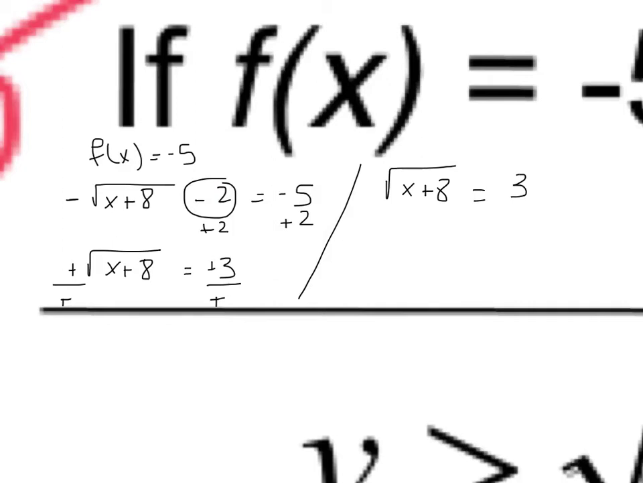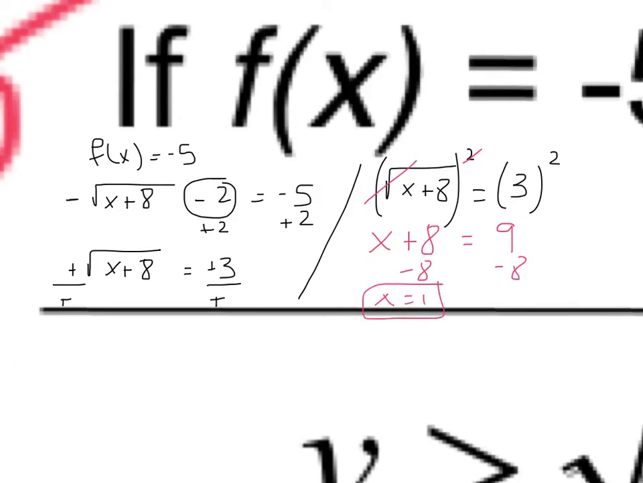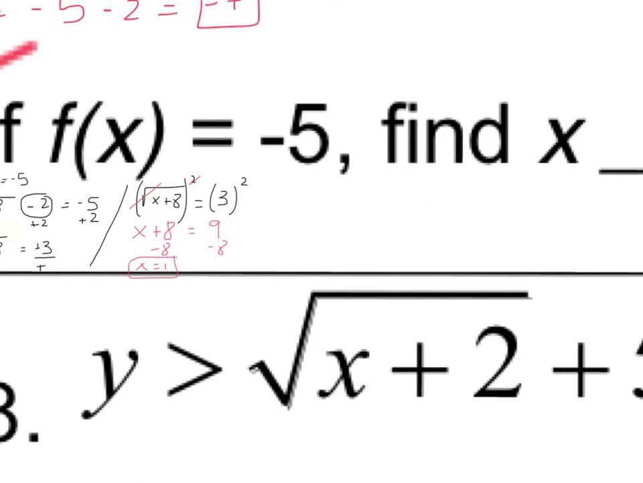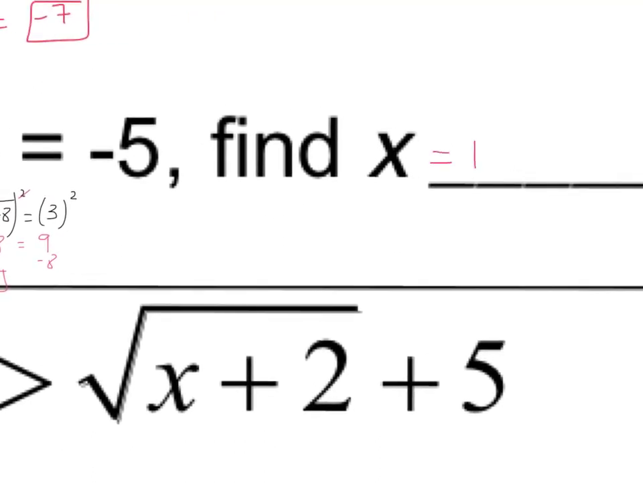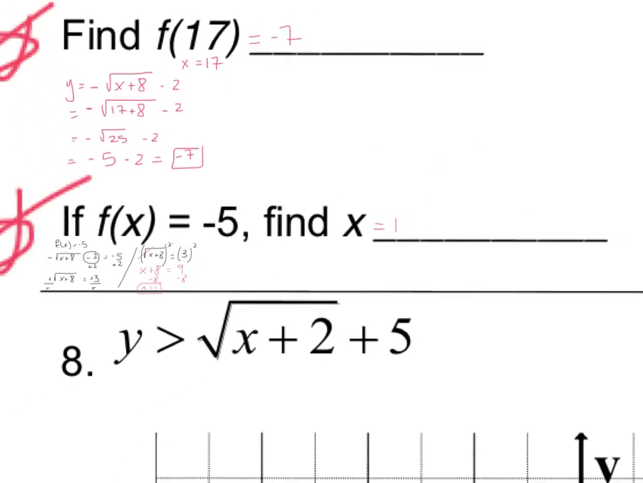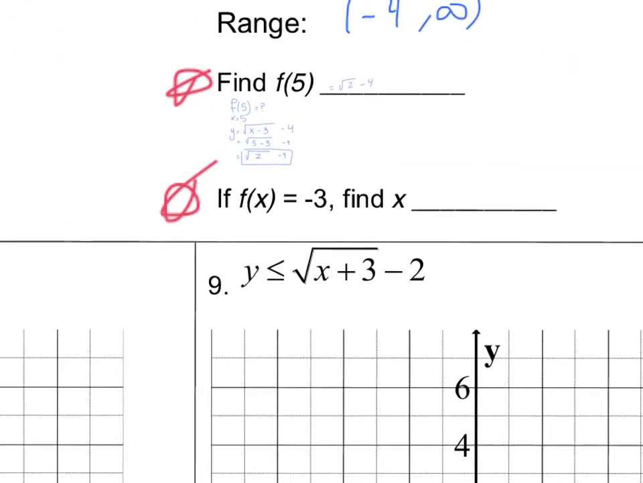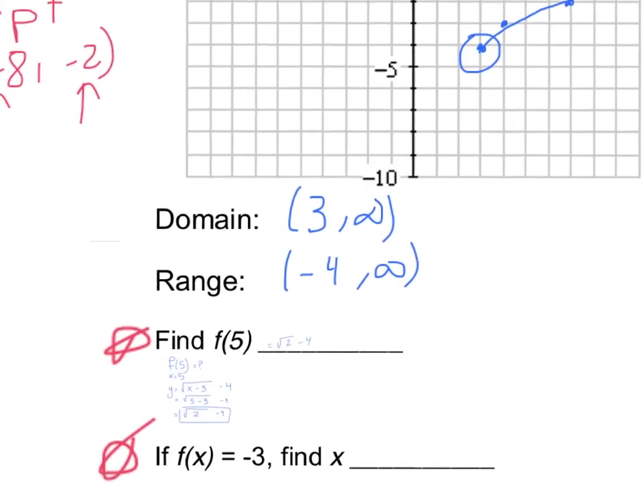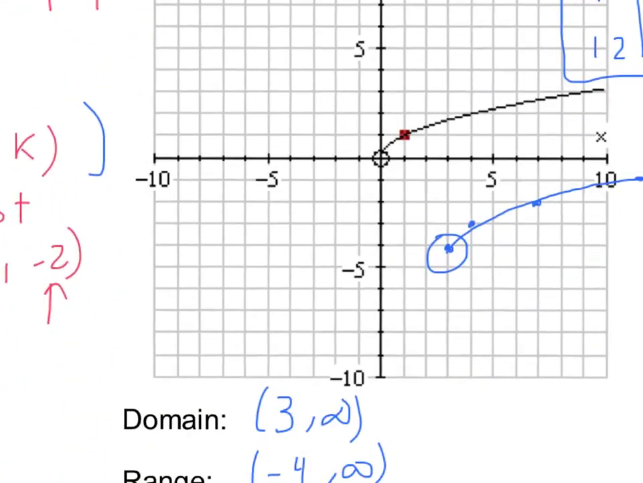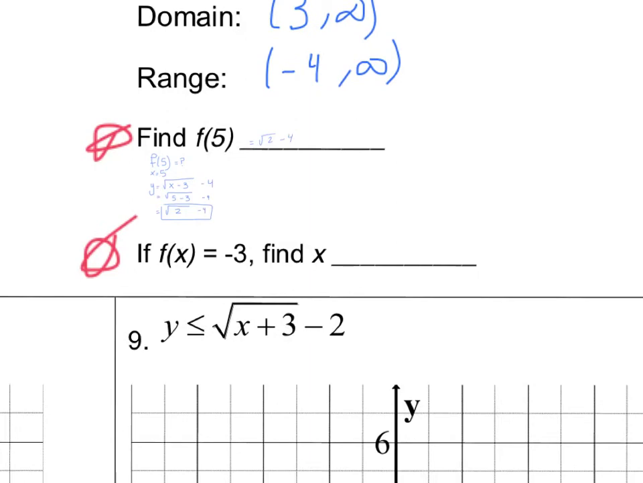Now what you need to do is square both parts of the equation to get rid of the radicals. So by squaring a square root, the square root is gone. So you are left with x plus 8, and 3 squared is a 9. Subtract 8, so x is equal to 1. So if f of x equals negative 5, x is equal to 1. Now go ahead, try the other one. F of x equals negative 3, find x for number 7. This is number 7. So go ahead, pause the video, do it on your own.